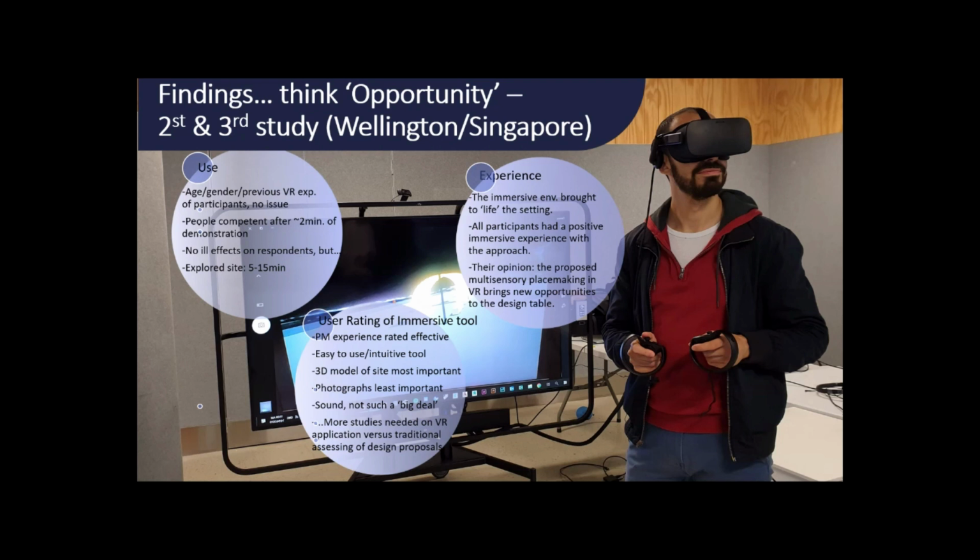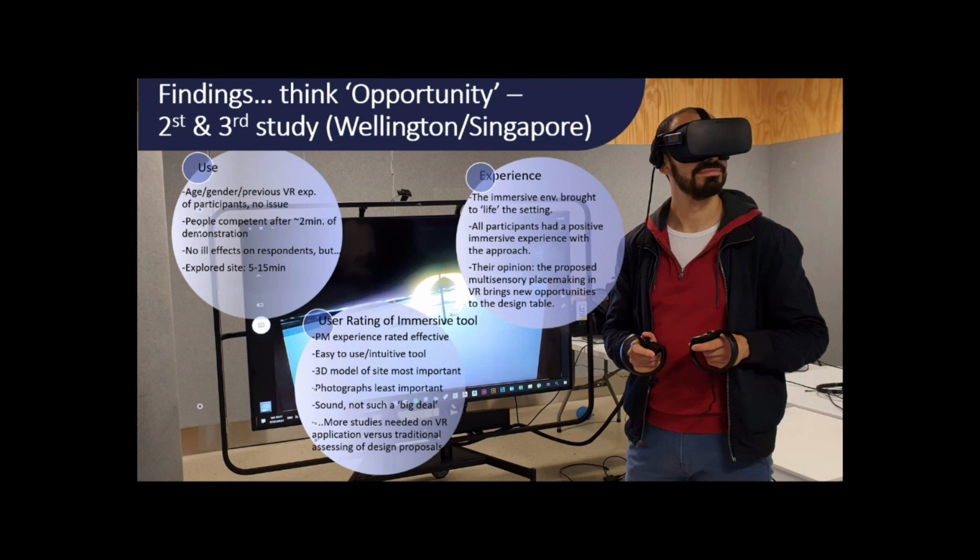So stage one was a prototype development, plausibility, and now we're thinking the opportunity, that affordance that this offers in evaluating space. And in a nutshell, when we're talking about use, age, gender, previous virtual reality experience didn't matter. Within about 2 minutes of explaining what the people were going to experience through a demonstration, people became competent. So that was really good.